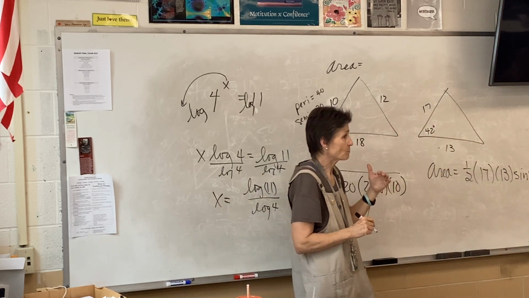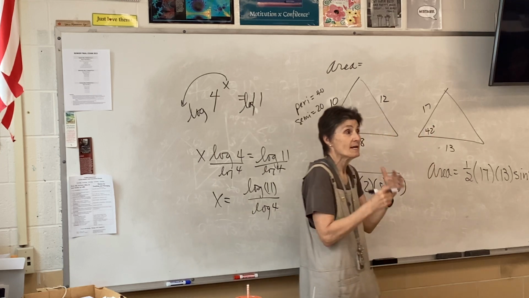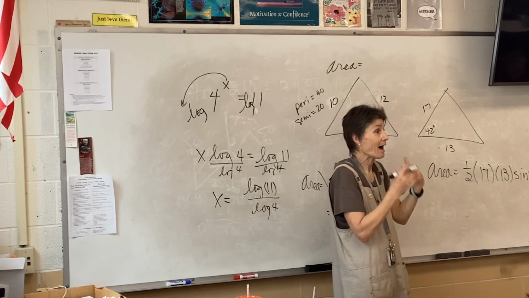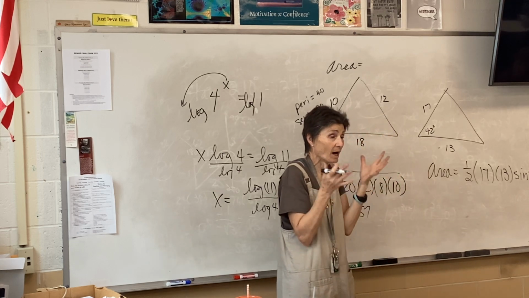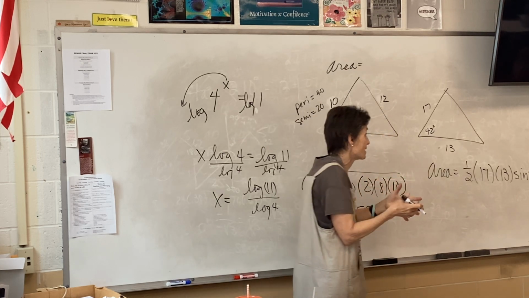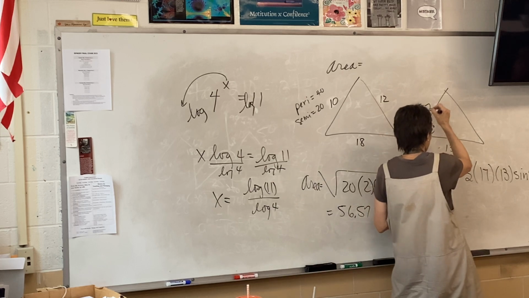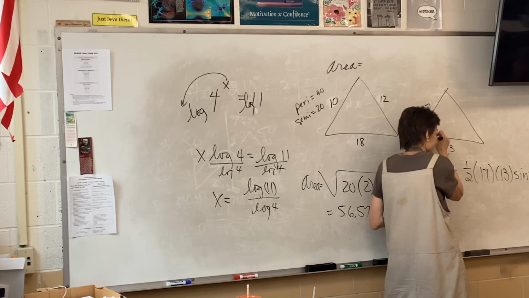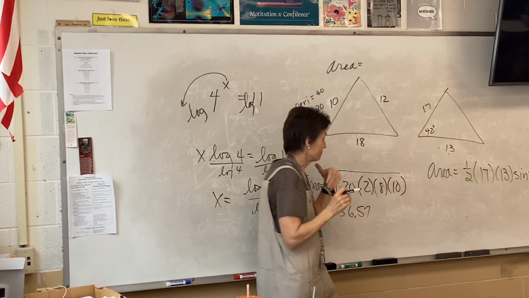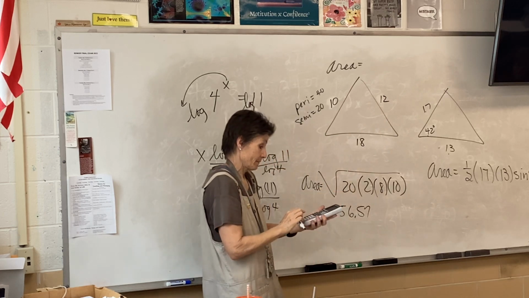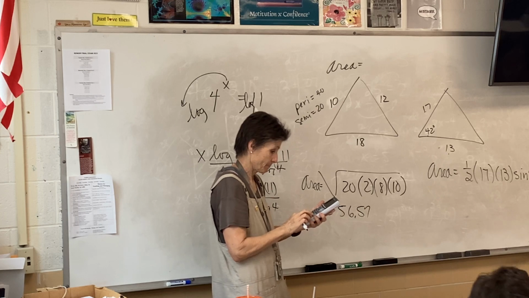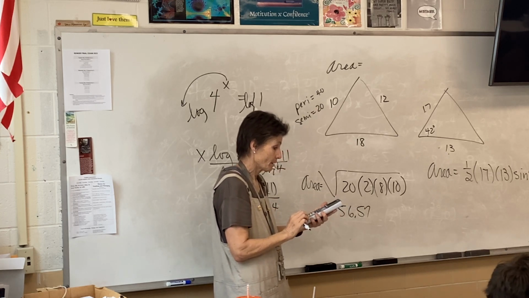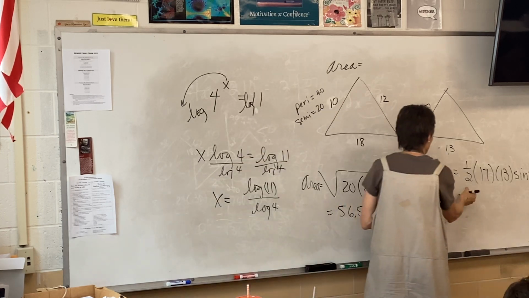Somebody said this morning, Miss Ford, that's not what it says. It's got all those letters. Listen, that's a formula. I can't make the letters match every problem. You have to understand how the formula works. 1/2 side times sine of included angle. Type it in. So that one is 73.94.